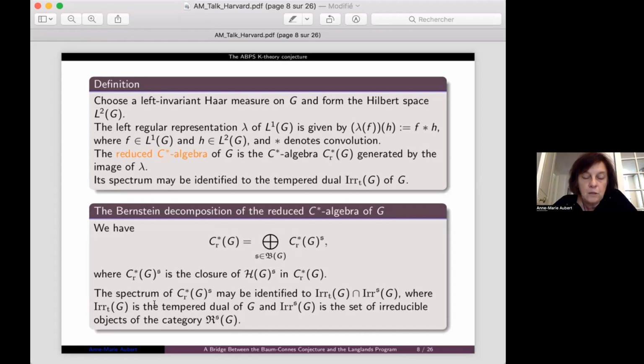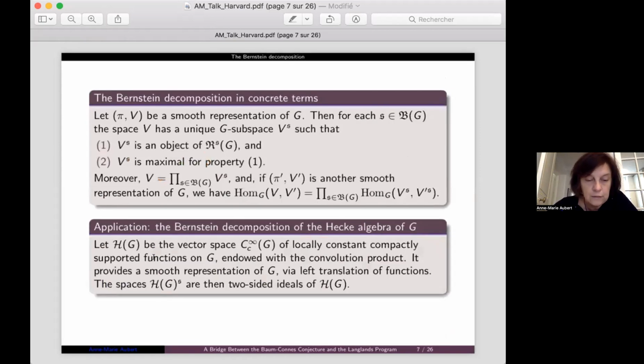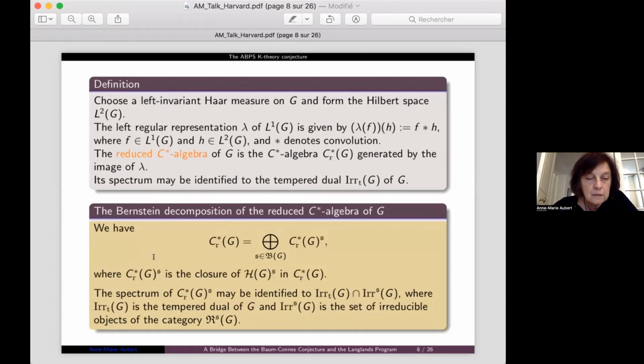And so because of the decomposition that I have just given for the Hecke algebra H, we can obtain similarly a decomposition of the reduced C-star algebra. So we can write the reduced C-star algebra of G as a direct sum, over all the S in B of G, of subalgebras C_r star of G, S, where we define C_r star of G, S as the closure of the ideal H of G, S in the C-star algebra.